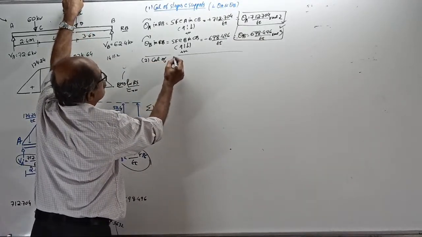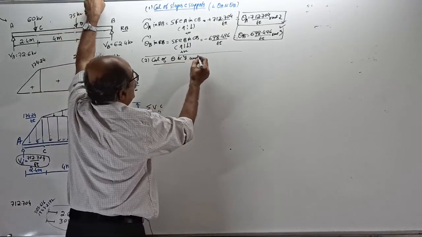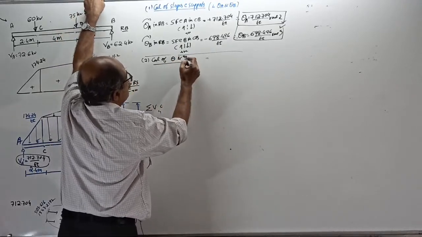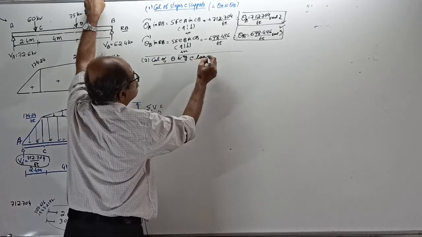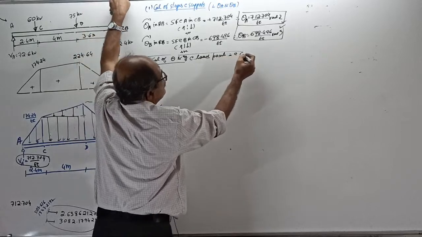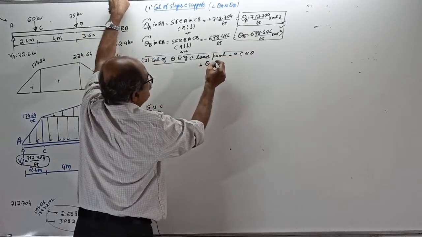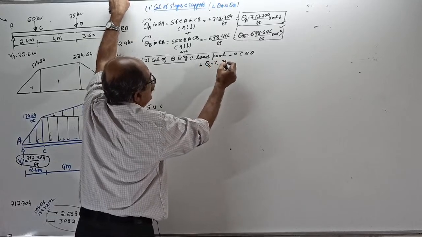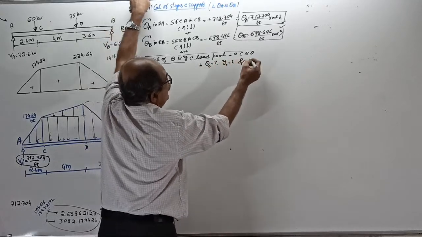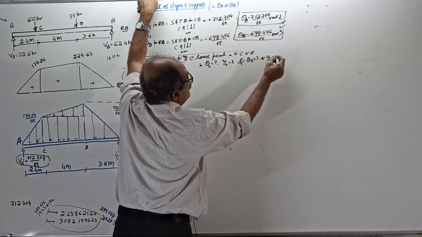Next, second part. Calculation of slope and deflection under the load points, to save time. You should write a fair copy. That is at C and D. That is, they want to calculate theta C, Y C, theta D and Y D. These are required.